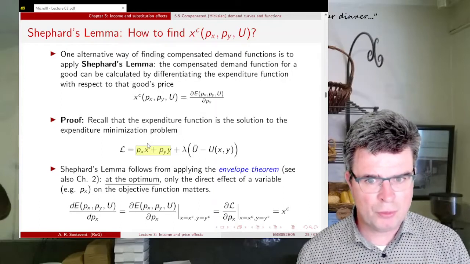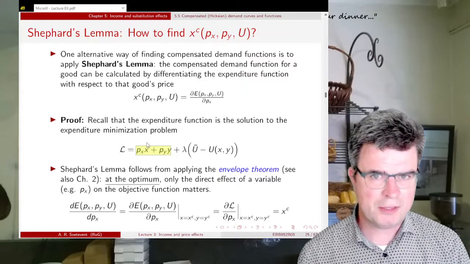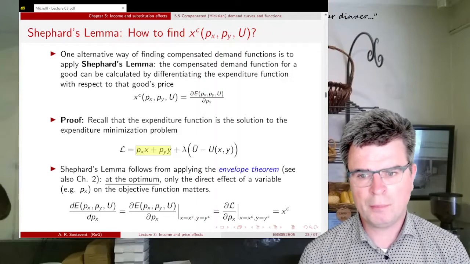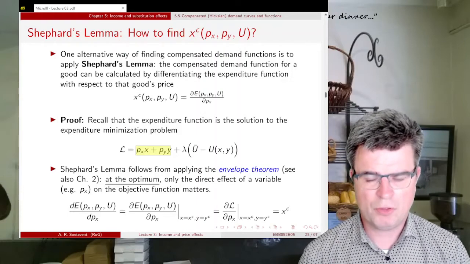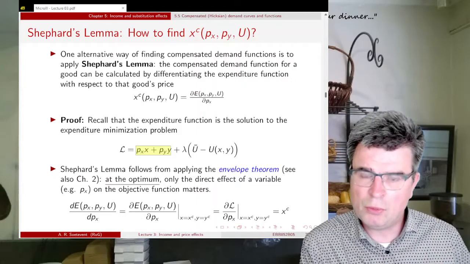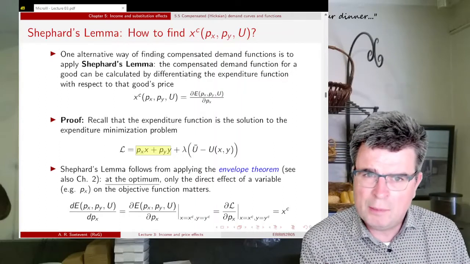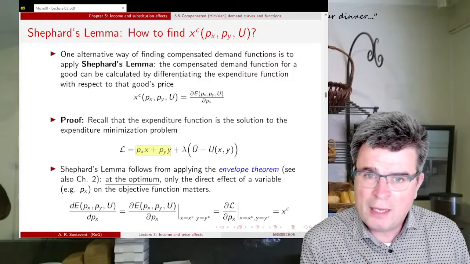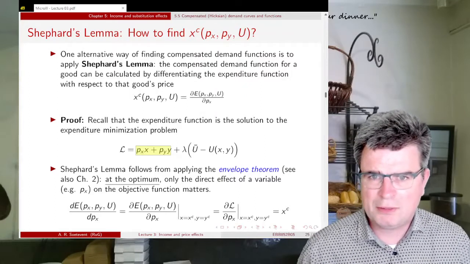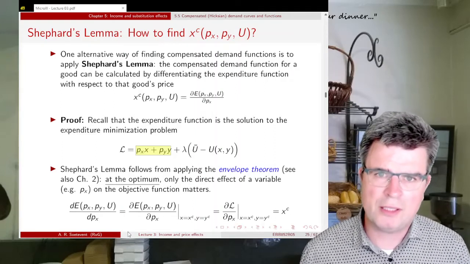And then Shepard's lemma follows from applying the envelope theorem, which you can find in chapter 2 of the book, which says that at the optimum, after we've done the optimization, only the direct impact of a variable on the objective function matters. So we already chose the optimal X and Y, given the prices and given the utility level that we want to obtain. So if then we do a very small change in the price, only the direct impact of the price change will matter, and not that we start to re-optimize. So because the price change is only very small, we stay with our consumption more or less at the original level.